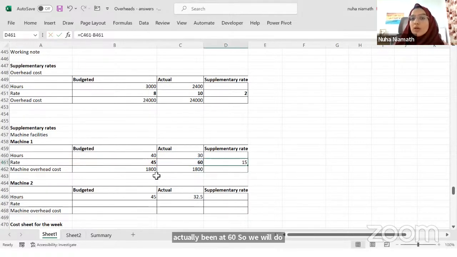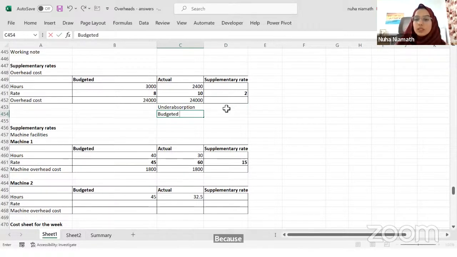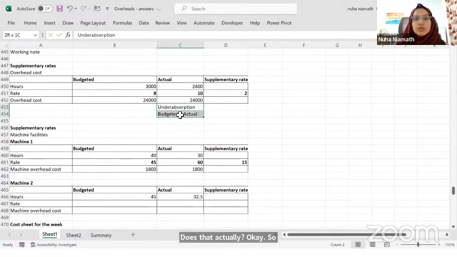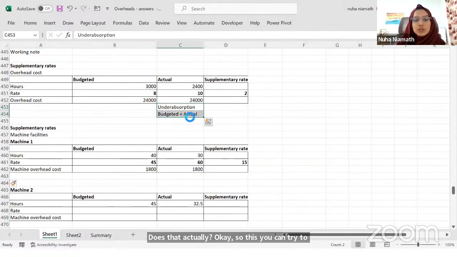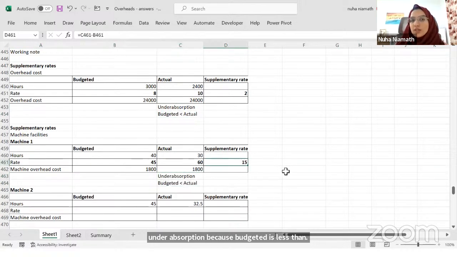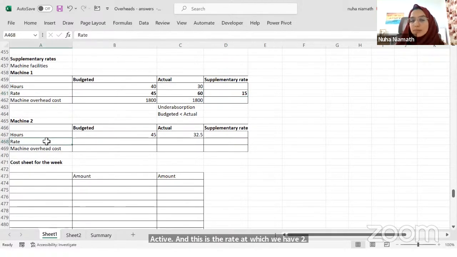So this will give us a supplementary rate. Just for clarification, we can say that this is a situation of under absorption because budgeted is less than actual. Okay, so this you can try to remember. Similarly, here as well, it is a situation of under absorption because budgeted is less than actual. And this is the rate at which we have to inflate the cost with 15 rupees for machine number 1.